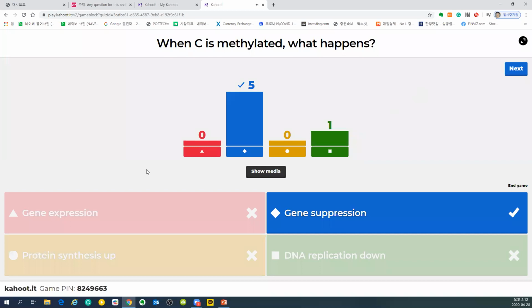Okay, very good. Gene expression means this is a transcription. Okay, gene expression means the transcription down. DNA replication is a DNA copy. DNA copy does not have an effect on methylation. Protein synthesis is done by ribosome. So DNA methylation is affecting gene transcription, or the gene transcription goes down. That's why we call it gene suppression.